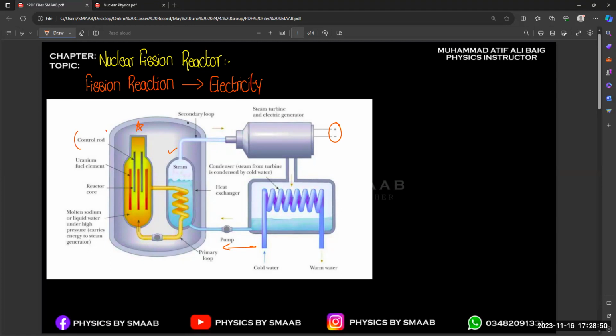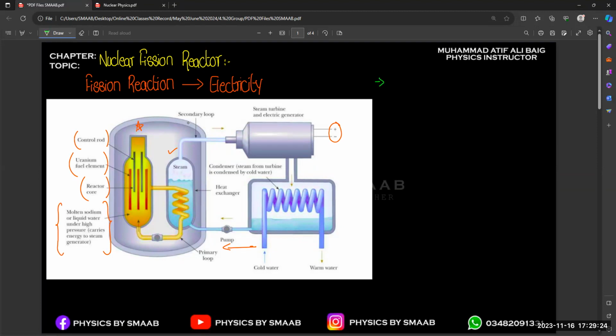So here you can see there is a control rod, a uranium fuel element, the reactor core, and molten sodium or liquid water, which is used as a moderator. So the moderator and control rods, these two components are very important, and they are completely different from other ways of generating electricity. So let's discuss the steps to generate electricity.